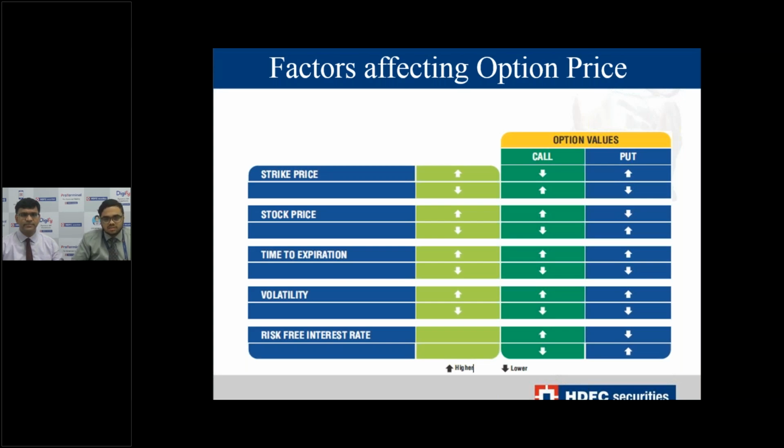Risk-free interest doesn't give a big impact on the option price, but we need to understand how it impacts. So the higher the risk-free interest, the more will be the option premium, and it is a very negligible thing, so we can avoid risk-free interest.